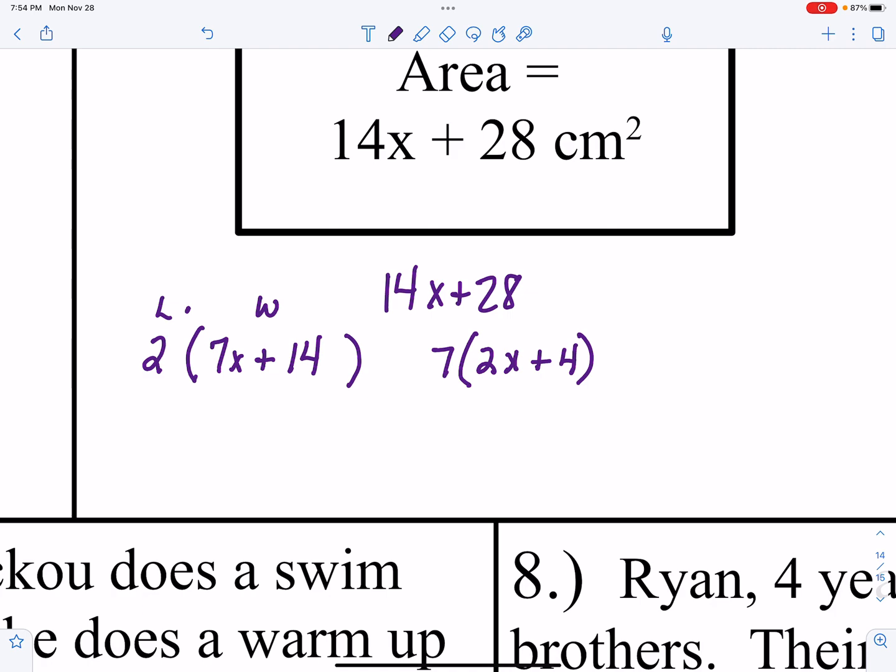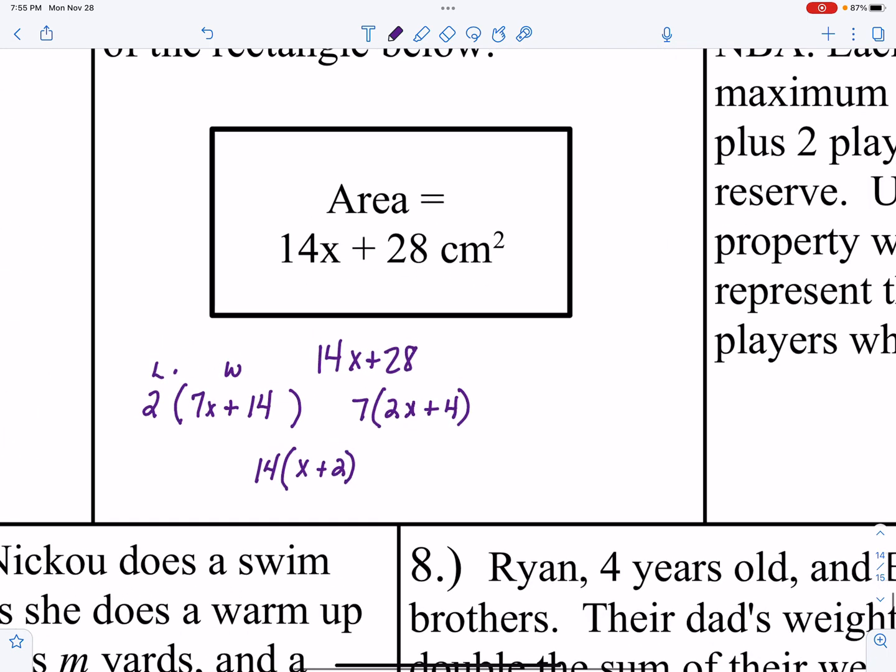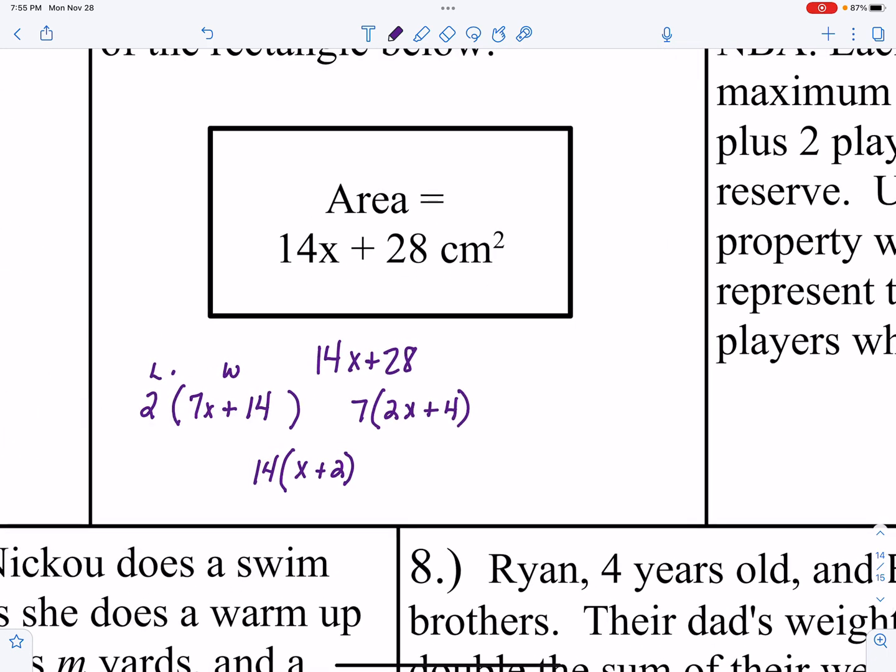And then if I'm able to pull out a 2 and a 7, that means I'm also able to factor out a 14. So I'm going to factor out the 14, which would be with x plus 2. Okay, so those are all my possible dimensions for the rectangle below. I guess technically I can always factor out and have a length of 1 and a width of 14x plus 28. But that's a little bit lame of an answer choice.